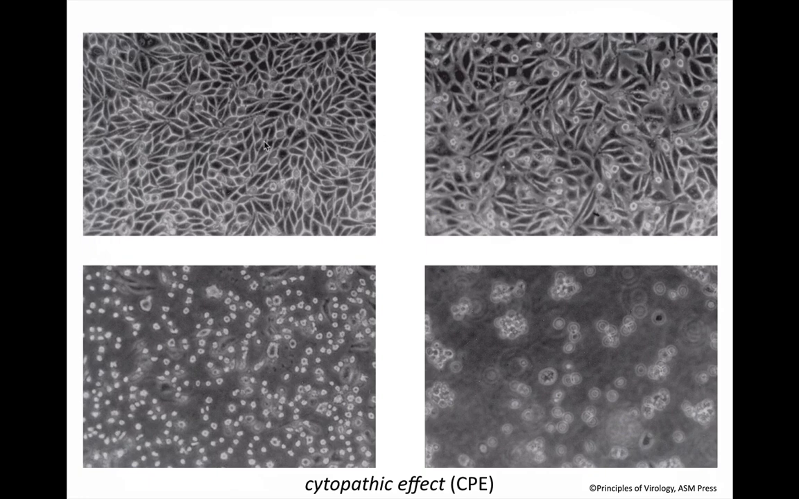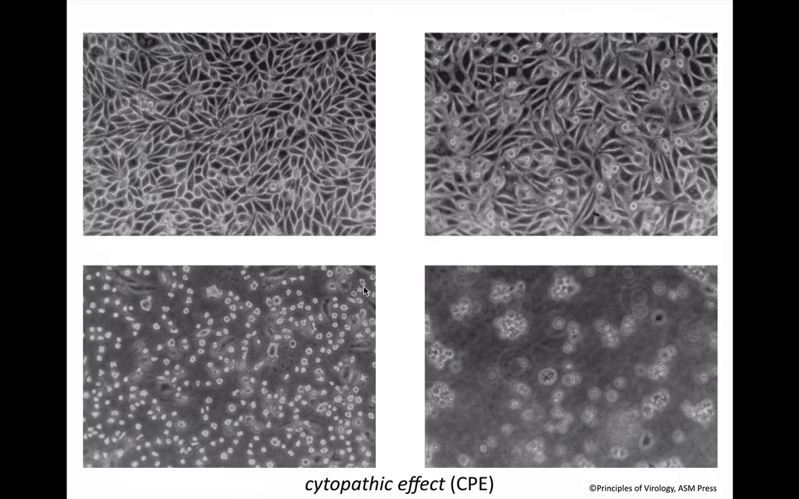So we take these cells in the upper left and we infect them with a virus. It happens to be poliovirus in this case. Well, one way to know is by what the virus does to the cells. And if you track from the upper left to the panel on the upper right, then to the lower left and the lower right, you can obviously see changes in the cell culture are taking place.